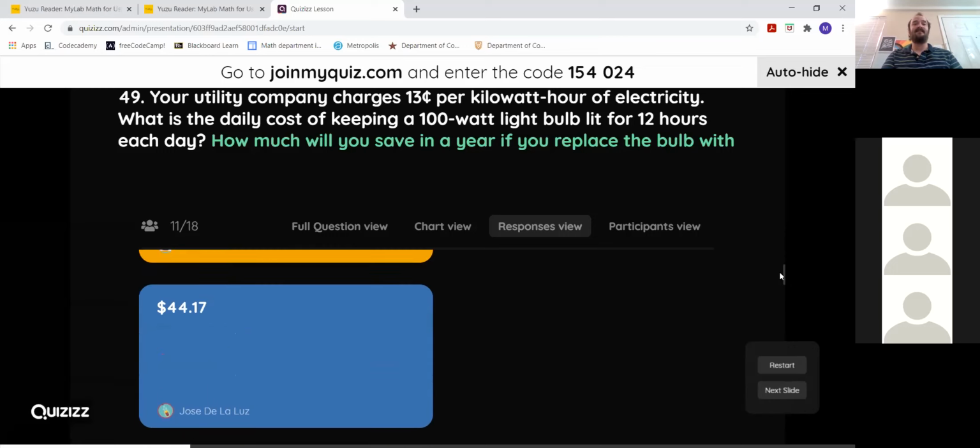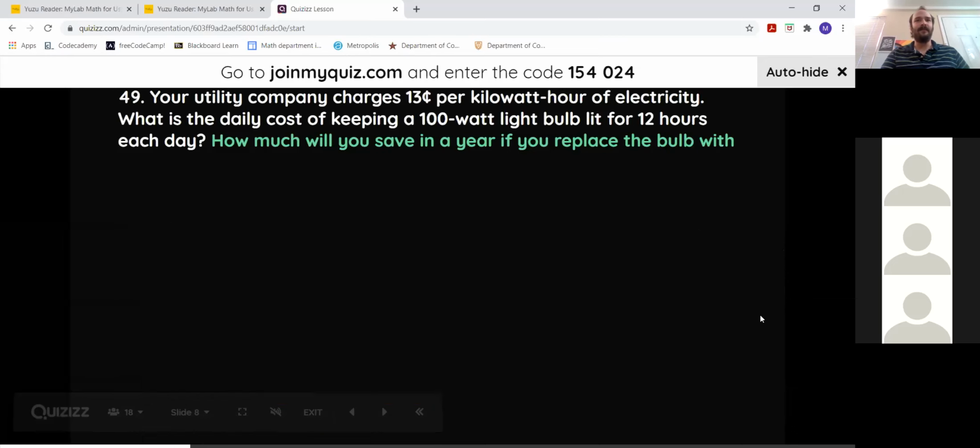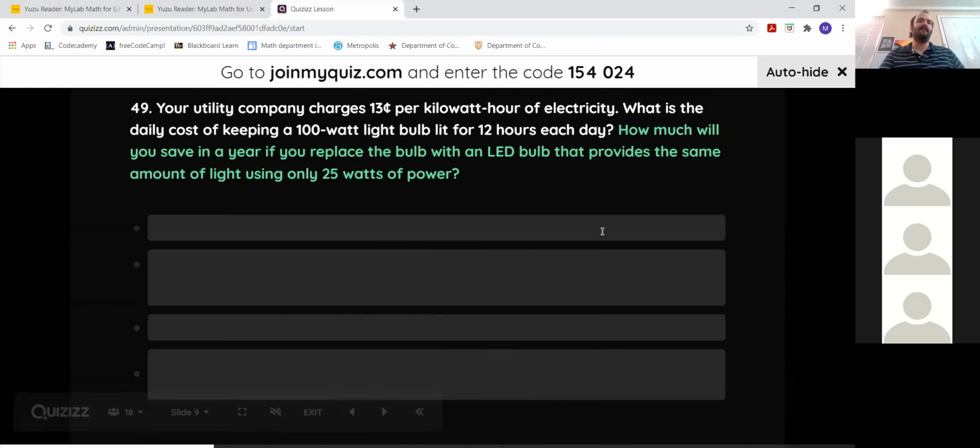39 cents is the cost, but we still have to subtract it from the other one, and then we have to multiply by 365 to get to the yearly cost. So a little bit of breakdown here.